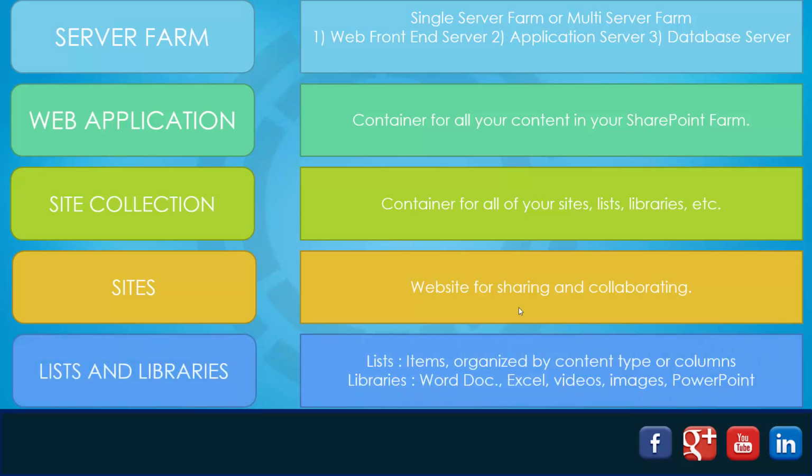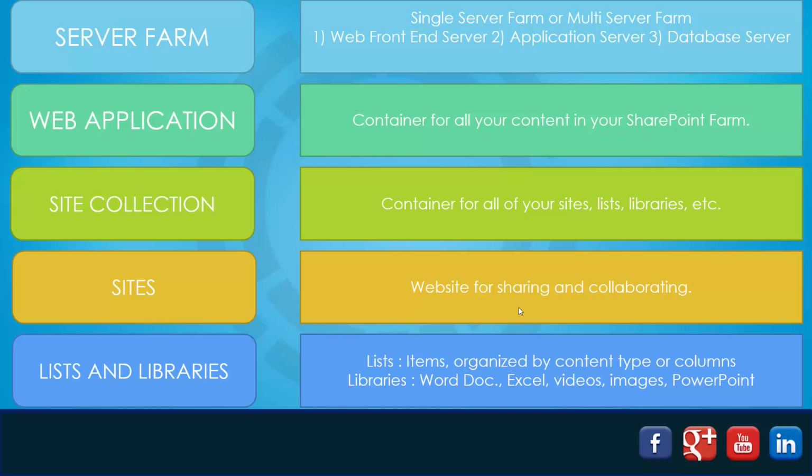Lists and libraries are pretty simple. You have lists within SharePoint, where you would keep all your items organized by content type or columns. Then we have libraries. Libraries are like folders that you would put documents in, for example Word docs or Excel, or you can even put videos, images, and PowerPoint presentations. It's pretty customizable to what you want to do.